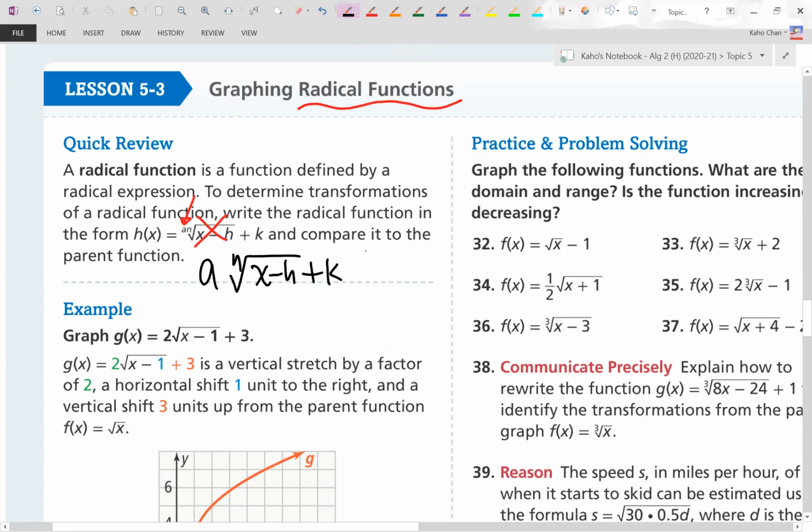We all know what these do. I will remind you, of course, A is a vertical stretch, shrink, or reflection. Okay. H, of course, is on the inside. This is a horizontal shift, left or right. And k, of course, is up and down. It's on the outside of the function. This is a shift up or down.